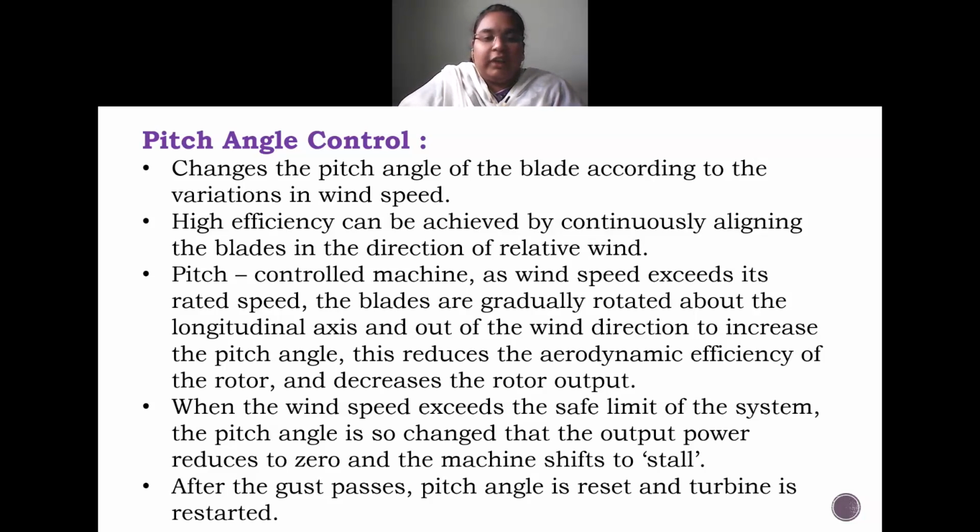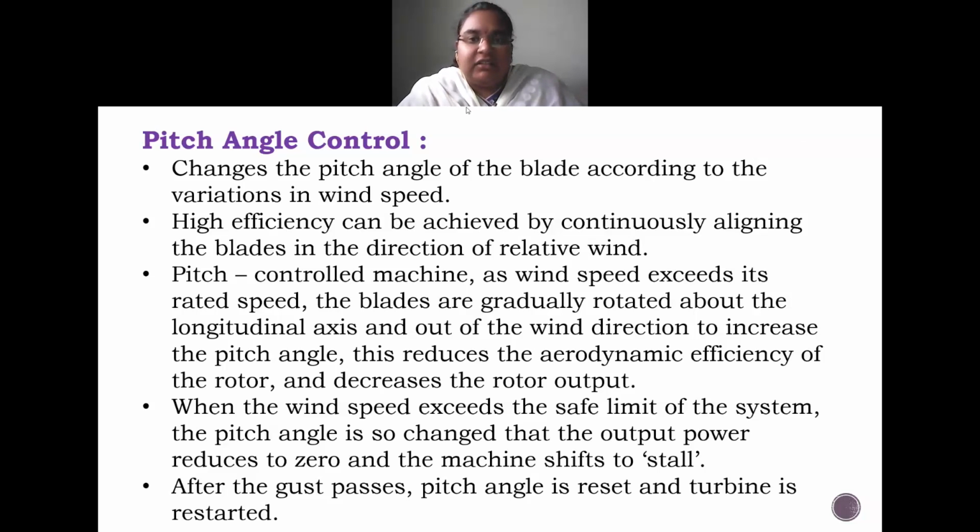We know that the pitch angle is nothing but the angle at which the blade is set, right? So if you are moving this along the longitudinal axis, we know that the pitch angle is the angle relative to the horizontal axis. What we are doing is taking the blades out of the wind direction, and increasing the pitch angle. This reduces the aerodynamic efficiency of the rotor and decreases the rotor output.